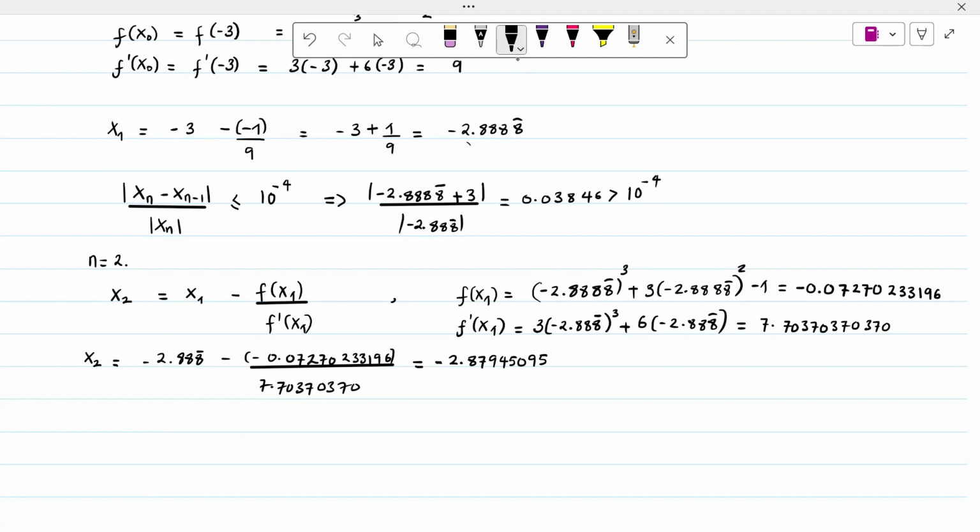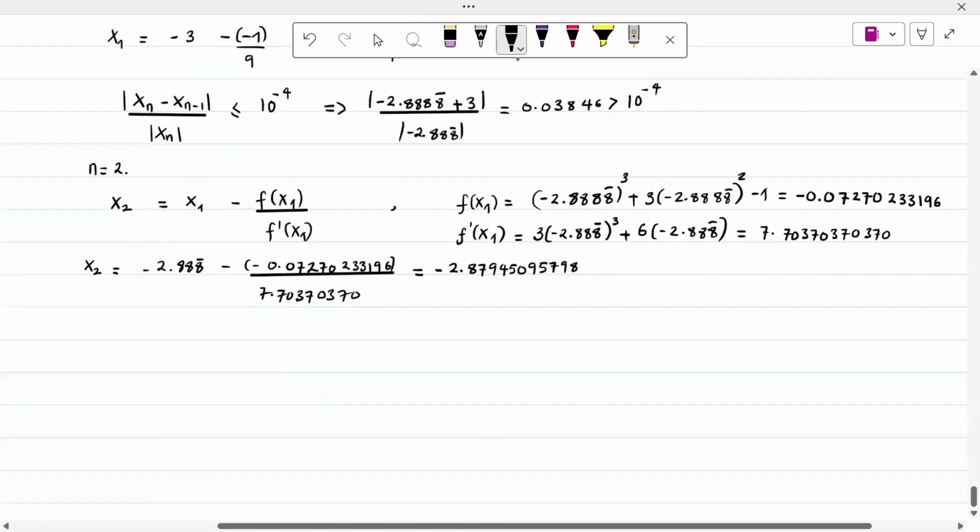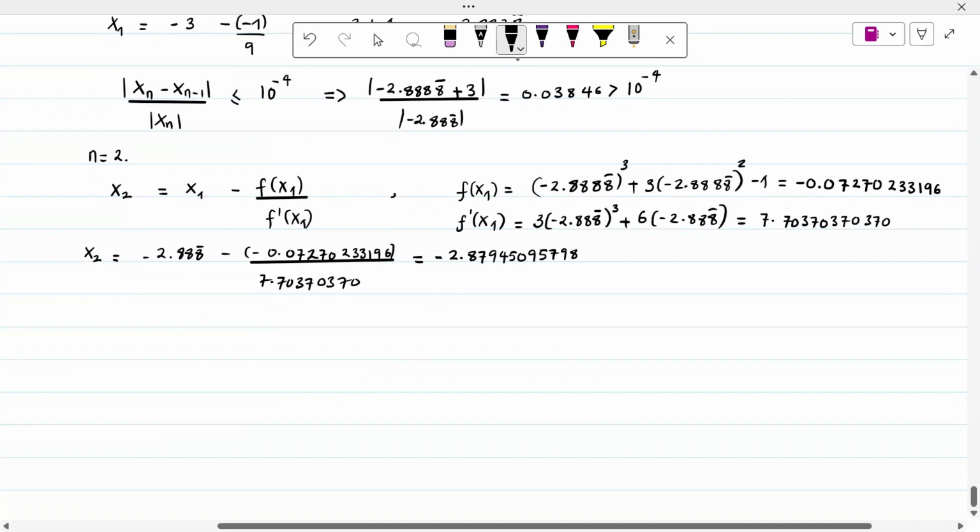Check properly. Try to check. Okay. So okay, that's 95798. Okay, and we check the condition.